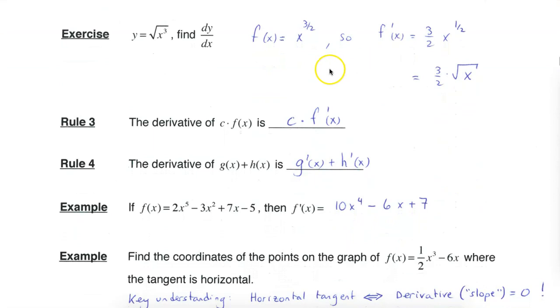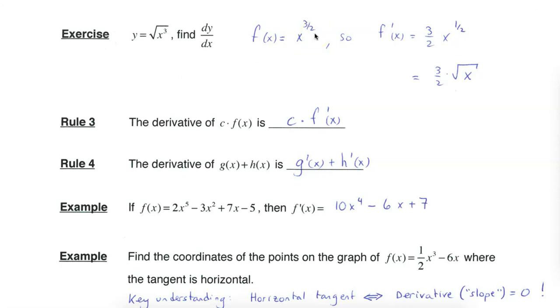Last example of the power rule. Again, y equals square root of x cubed is not in the form that we need, but using algebraic properties only, we can rewrite this as y, or f of x, equals x to the power of 3 over 2. I did not do any calculus yet, but now I will.